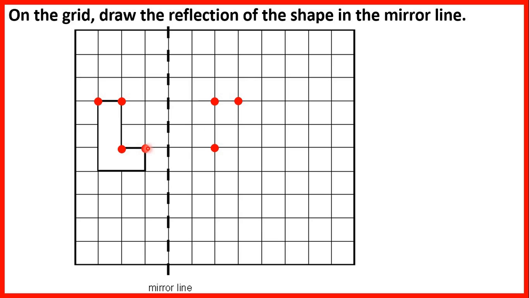This corner 1 left, so 1 right. Here 1 left, so 1 right. And to get to this corner from the mirror line, we go 1, 2, 3 squares to the left, so we can dot 1, 2, 3 squares to the right, and then we just need to join up our dots.